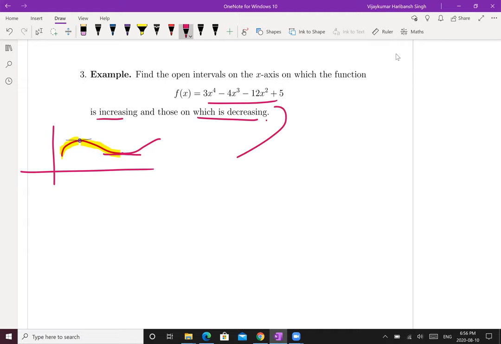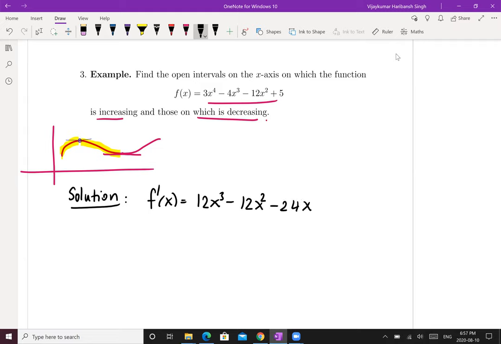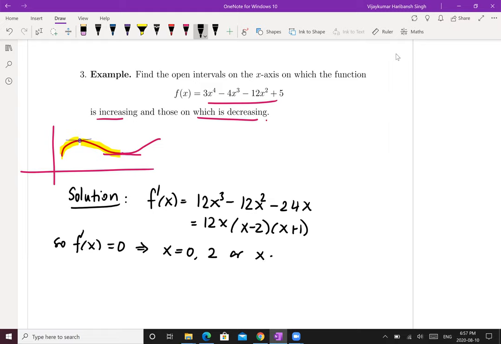So let's look at f prime x. f prime x is 3 times 4 is 12x cubed minus 12x squared minus 24x. And that can be written as 12x times x minus 2 times x plus 1. And so f prime x equals 0 would give us x equals 0, 2, or x equals minus 1.